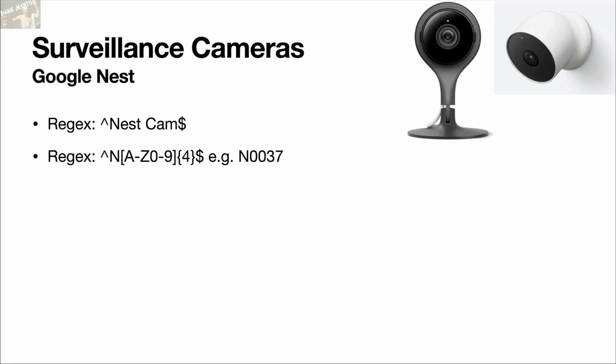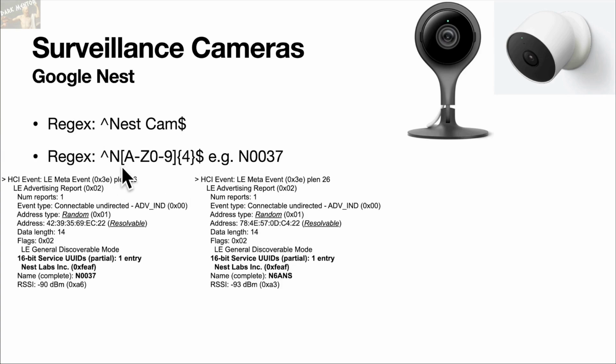What about surveillance cameras, the ubiquitous Nest cams? Now, sometimes they just identify as Nest cam, but other times they have these names like N and then A to Z, 0 to 9, and 4 of them. So first of all, they have random BD addrs that are resolvable. So finally, we have something that's theoretically not trackable, except, of course, it has this static name. So if you move houses and you take your Nest cams with you, the Wiggle database might show where you've moved to.